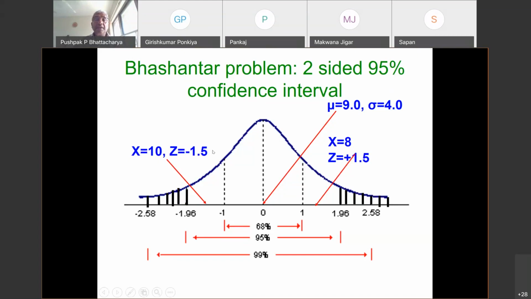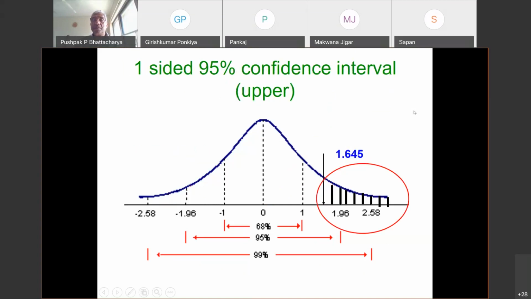Now, if I take the range 8 to 10, then x equal to 8 will make z equal to 1.5, some point here, and x equal to 10 will make z equal to minus 1.5, some point here. So minus 1.5 to 1.5 is indeed a subinterval of minus 1.96 and plus 1.96. So this is the two-sided 95% confidence interval.